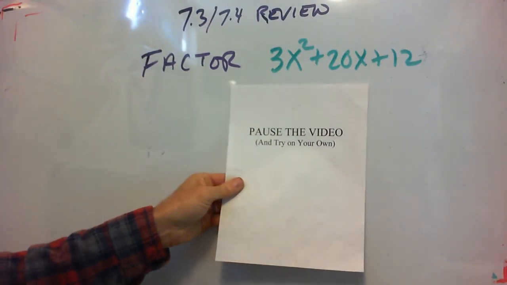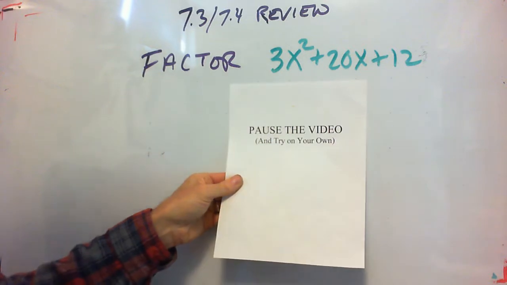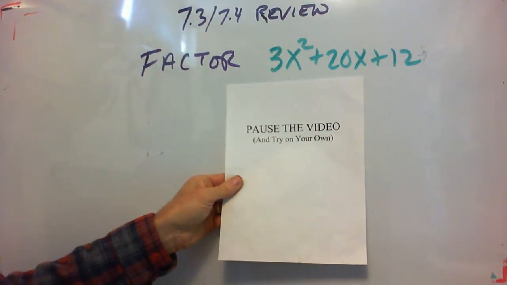Okay, here's one for you to try. Factor 3x squared plus 20x plus 12. So pause the video and give this one a shot.